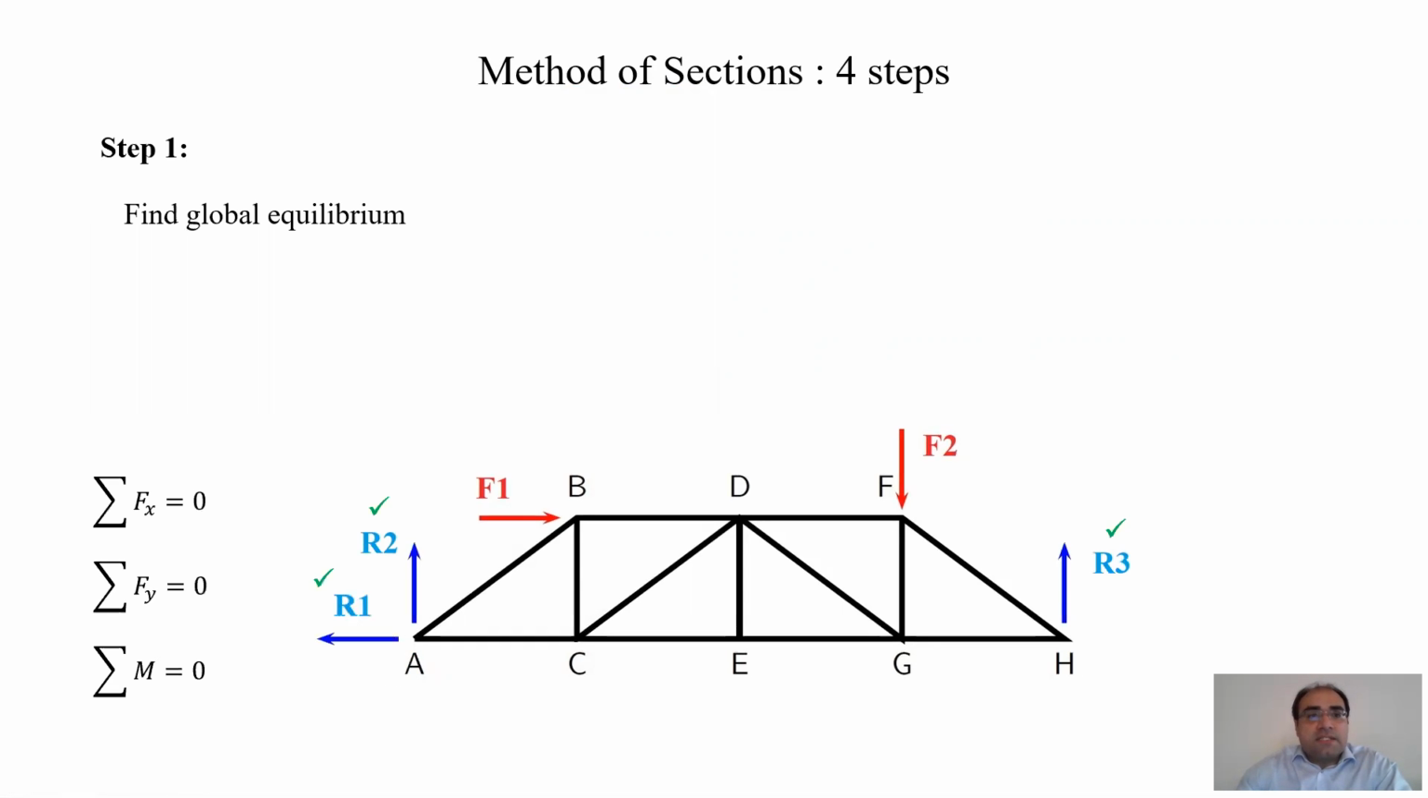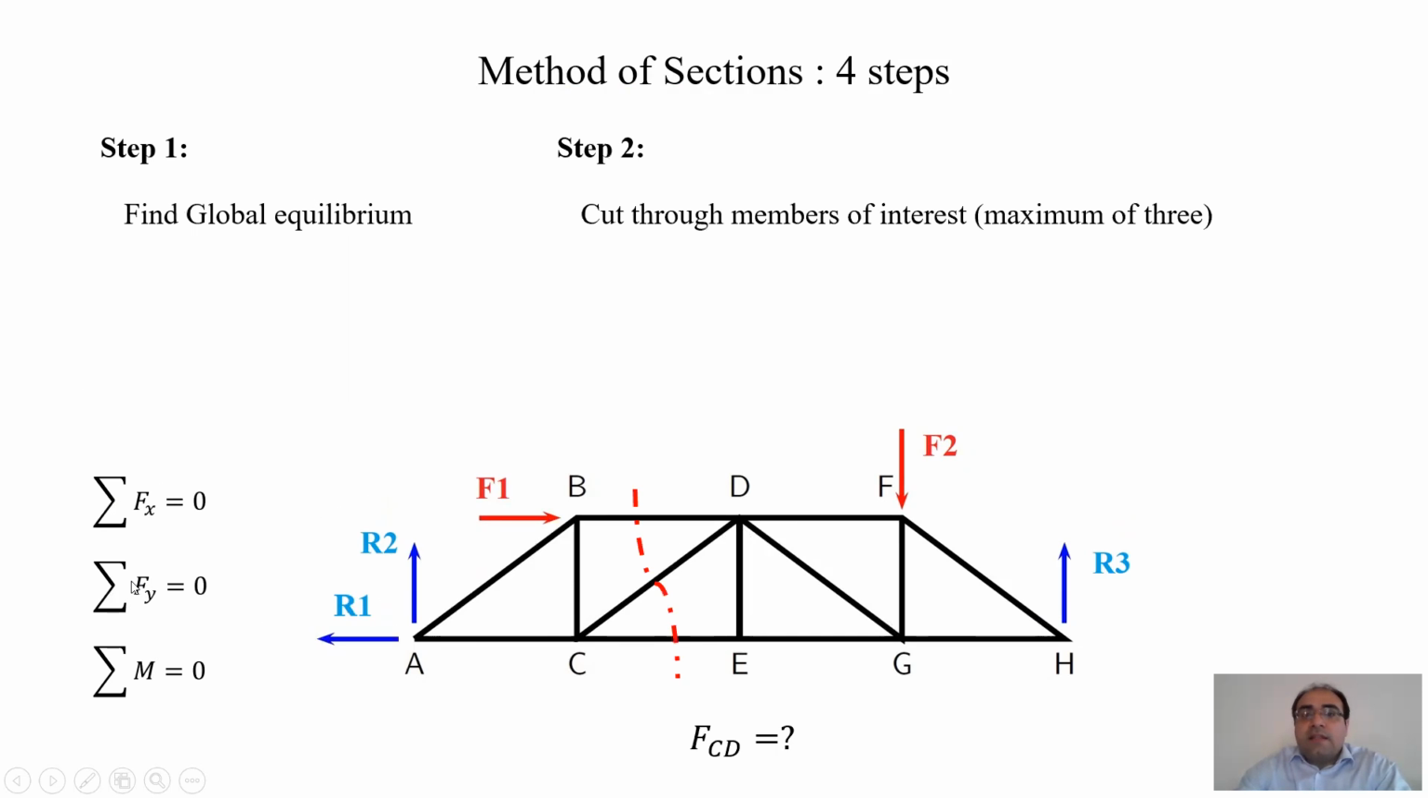The first step is similar to what we have been doing for the joints method. Basically, we write the equilibrium equations for the truss, and we find the support reactions using these equations. Then we cut through the member that we are interested in. For example, here we are interested in this member, we cut through that.